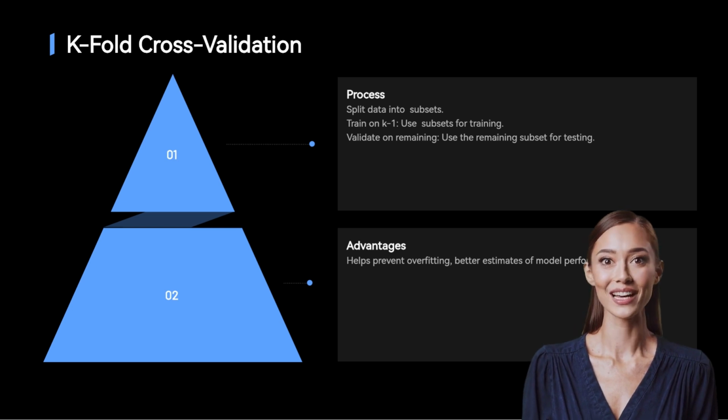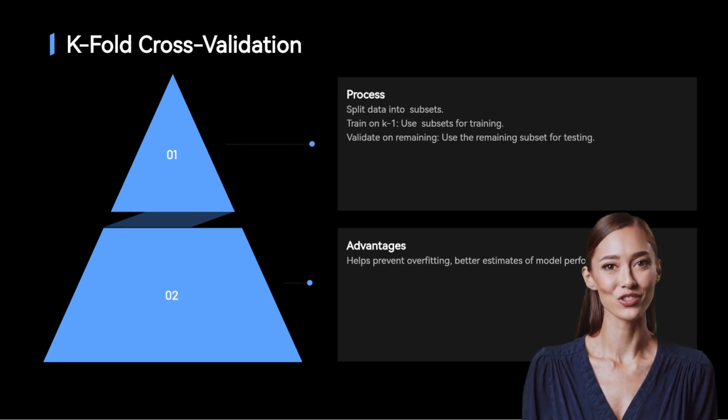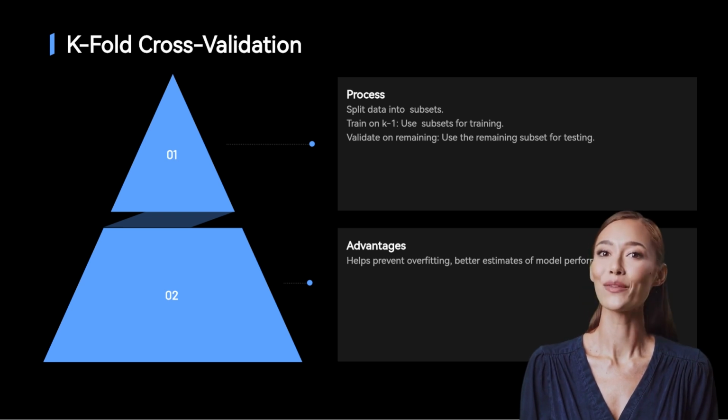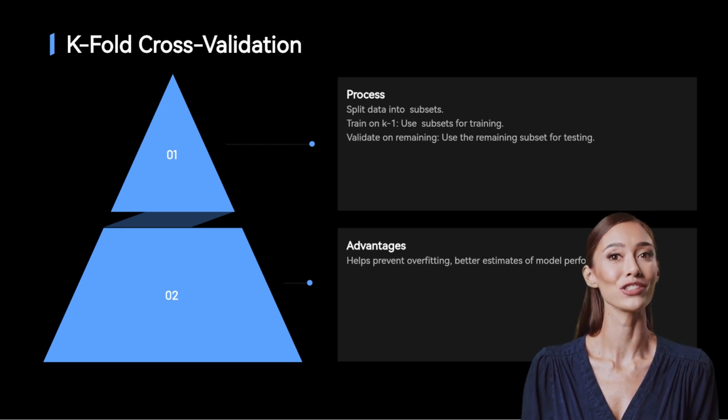Cross-validation provides a better estimate of model performance because it ensures that each data point gets used for both training and testing. This method helps reduce overfitting and provides a more reliable evaluation of the model's ability to generalize. If the model performs consistently across all folds, we can have higher confidence in its performance.